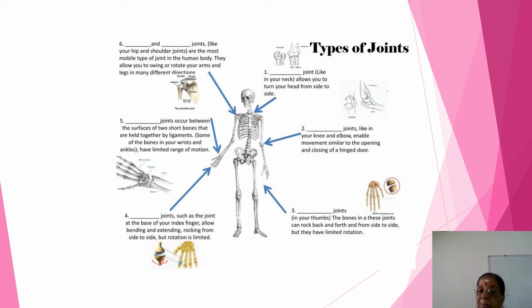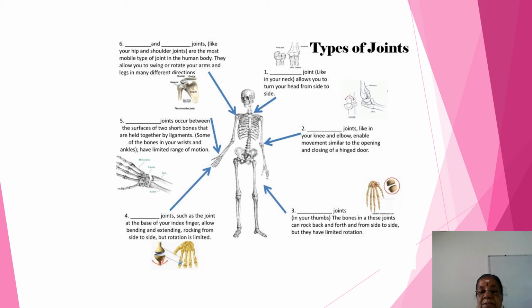Second one, dash joints like in a knee and elbow enable movement similar to opening and closing of a hinge door. It is a hinge joint. So first one, pivot joint. Second one, hinge joint. Figure comes, so you can identify easily. I hope you understand.